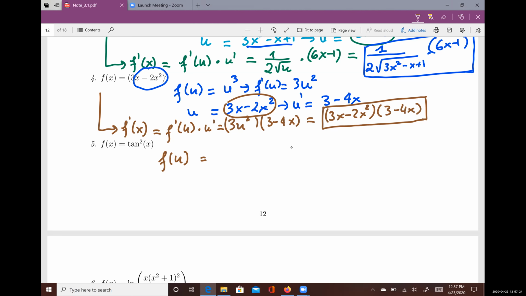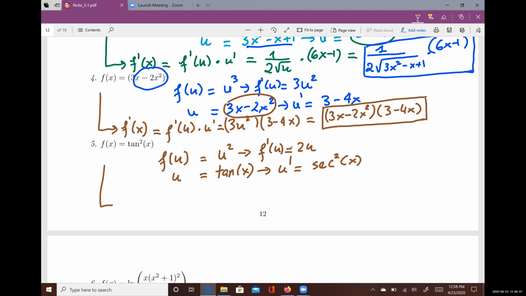And the bigger or outer function is tangent, no, it's not tangent. Tangent should be the inner function, so the outer function should be u squared. Then f prime of u is 2u, right? And then the inner function u equals the tangent of x. Then u prime equals secant squared x.